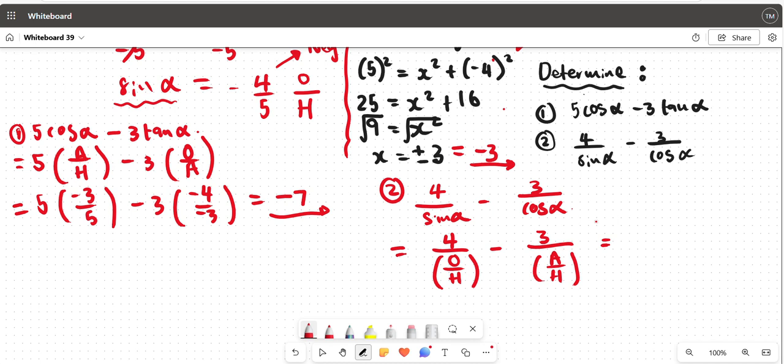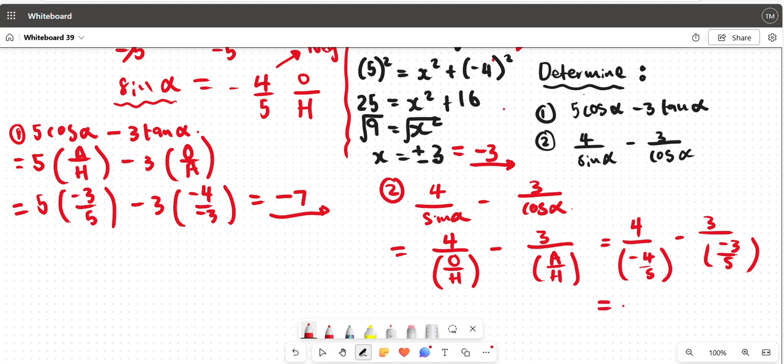And if I just scroll, actually I have it here. There's my O over H, which is a 4 divided by a -4 over 5 minus a 3. My A over H, I used it here. It's a -3 over 5. I'm just copying it from there, but you could just look at your diagram there.